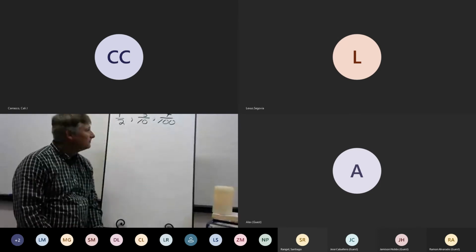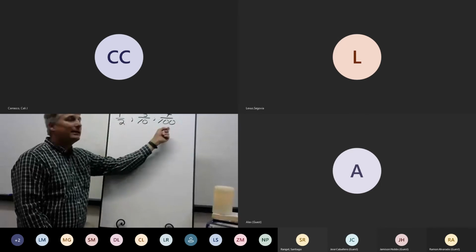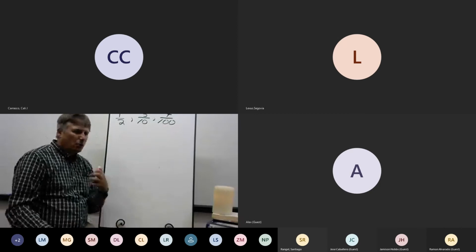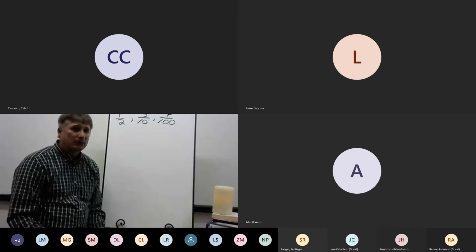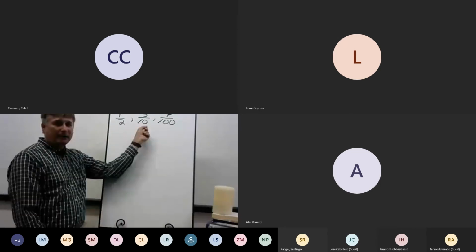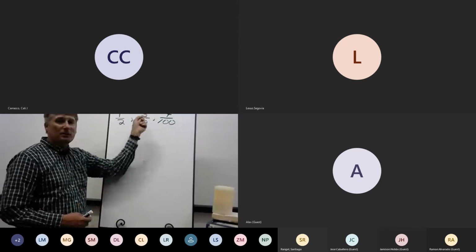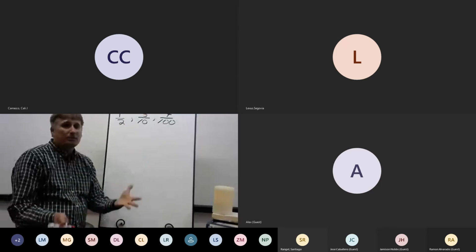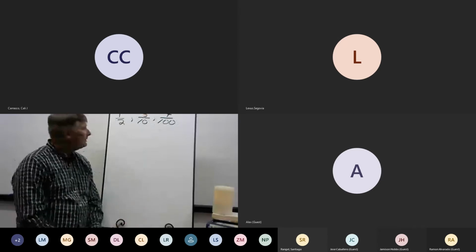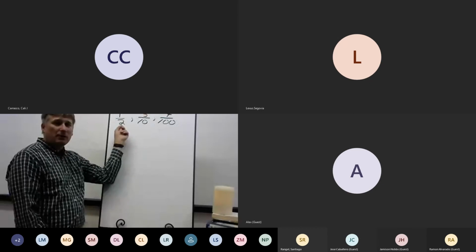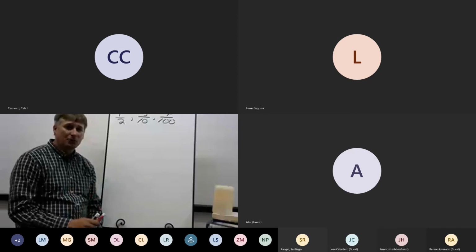Well, I've got an idea. Let's turn 2 and 10 into 100. Now, we can only use division or multiplication according to our math trick. And whatever we multiply or divide to the 2 or to the 10, we have to also do it to the top number as well. What we do to the bottom, we have to do to the top. What we do to the top, we have to do to the bottom. So what we could do, if we multiply 2 by 50, that will turn 2 into 100.